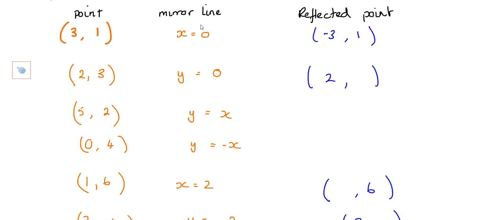So if I'm reflecting in x equals 0, that looks nice, doesn't it? It just becomes negative. Right? Therefore, y equals 0, the 3 will become a negative 3. Okay?